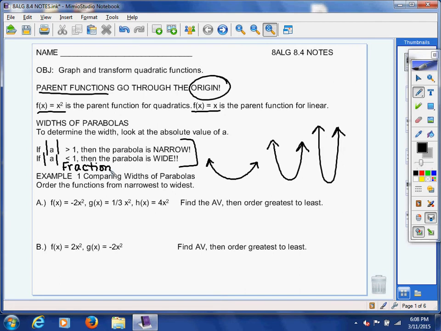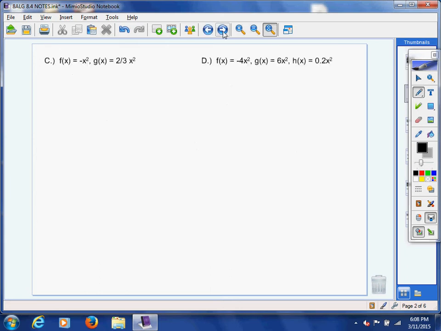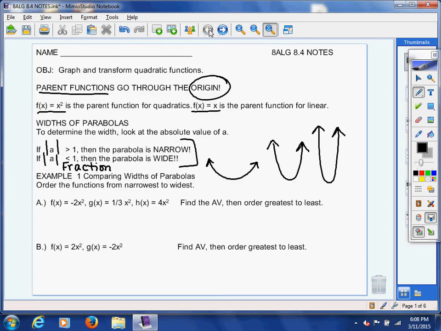So let's look at example 1. I'm going to do a couple and let you do a couple. Let me look at that next page. I'll leave those for you guys. So let's look at A. We're going to order the functions from most narrow to the widest, narrow to widest, okay?